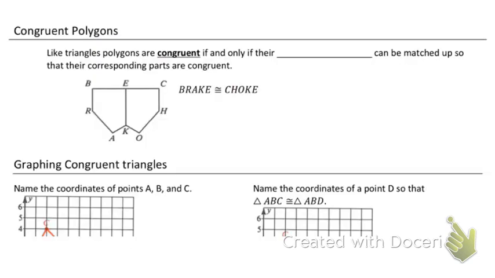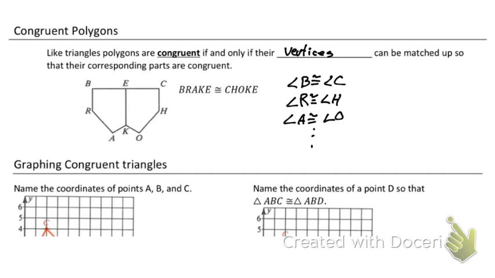All right, a triangle is a polygon. So the same thing works for all polygons. Polygons are congruent if and only if their vertices can be matched up so that their corresponding parts are congruent. Why that helps us is we have break and choke. I named it that way because angle B must be congruent to angle C. Angle R must be congruent to angle H. And finally, angle A must be congruent to angle O. I don't feel like listing all of them, so I'm just going to go from there.